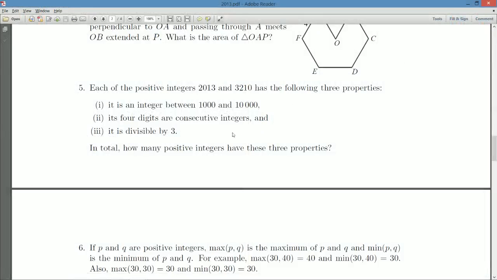An extension would be to figure out where 2013 might be in the ordered list, something like that. But we were just asked in total how many positive integers have these 3 properties. 66 of them, 48 of them coming from 3, 4, 5, 6 being rearranged, and 6, 7, 8, 9 being rearranged, and then there's an extra 18 from 0, 1, 2, 3 being rearranged, because 0 cannot be the leading digit. Alright, so that concludes question number 5.